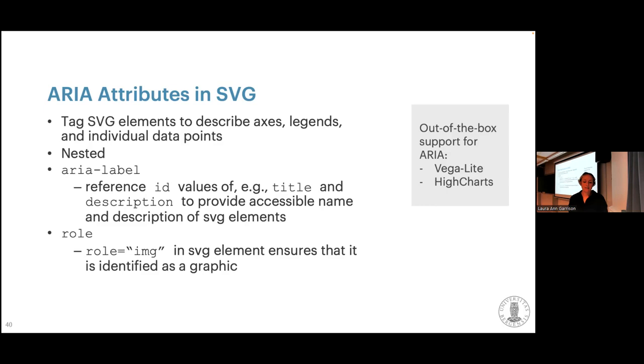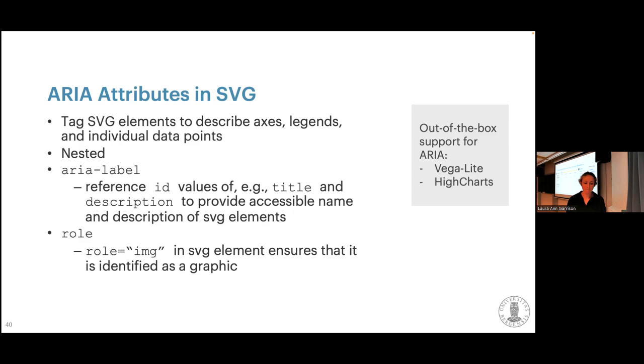And these can include labels, so things like the ARIA label, and you can use this to reference the ID of your title and description elements in your SVG that the screen reader can then pick up. And you can also assign roles to each SVG element, which essentially tells the screen reader that it exists and it should read it, or that it should ignore it. And there is out-of-the-box support for ARIA in really popular libraries and APIs like Vega-Lite and Highcharts. Highcharts is mentioned consistently as a system or API that adheres very well to accessibility guidelines.